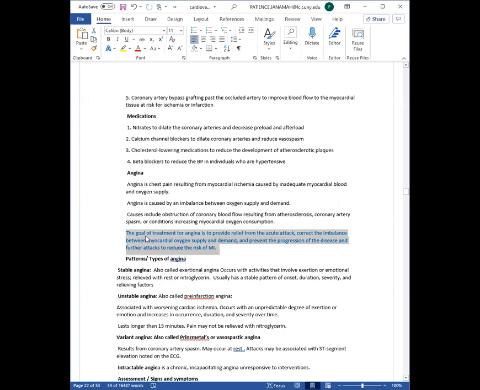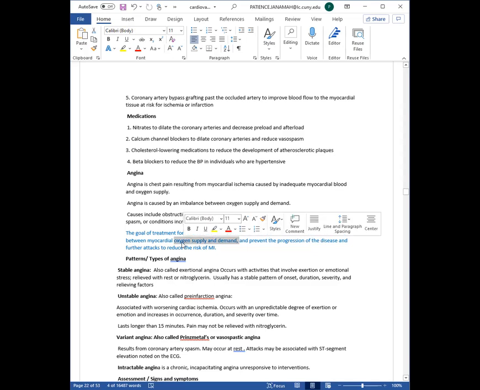Now I put a note here that the goal for treatment for angina is to provide relief from the acute attack, and correct the imbalance between myocardial oxygen supply and the demand. So there's an imbalance between the supply of oxygen and the demand. The amount of oxygen that gets to the myocardium is not enough. The heart muscle, which is the myocardium, needs more oxygen, but the oxygen that comes to it is not enough. Because that oxygen is not enough, there's no balance. If you don't give me enough, how do I function properly? So we are not balancing well.